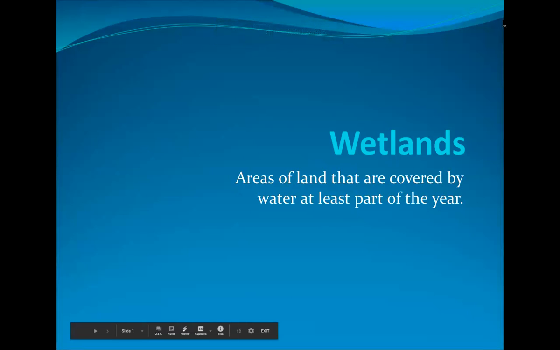All right, so today's topic is wetlands. These are areas of land that are covered by water at least part of the year.